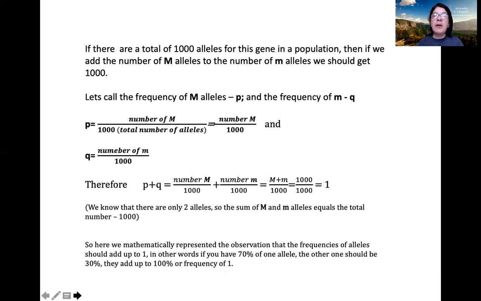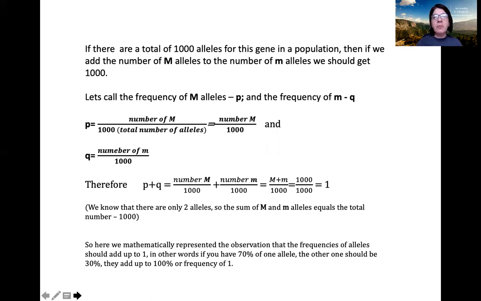There are a total of 1,000 alleles for this gene in the population. If we add the number of dominant alleles to the number of recessive alleles, we should get 1,000, right? So what is the frequency of the dominant alleles and what is the frequency of the recessive alleles? If we call the frequency of the dominant alleles P, then the frequency of the recessive alleles we're going to call Q, okay?